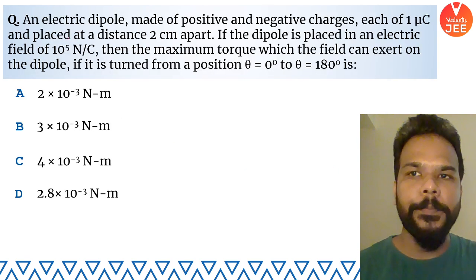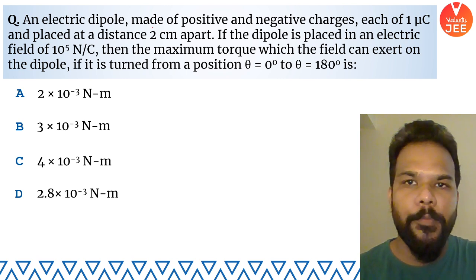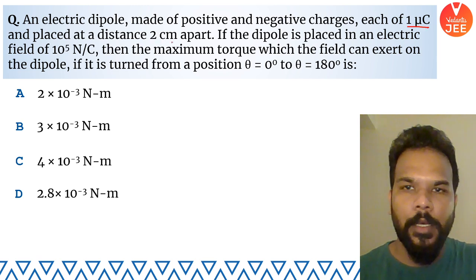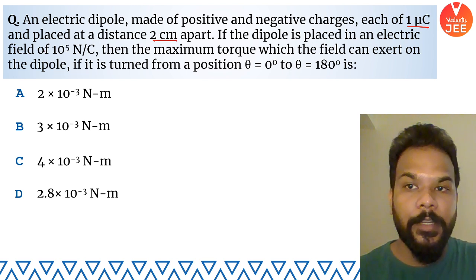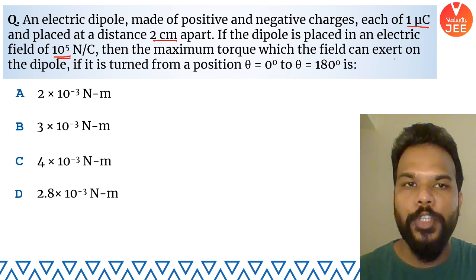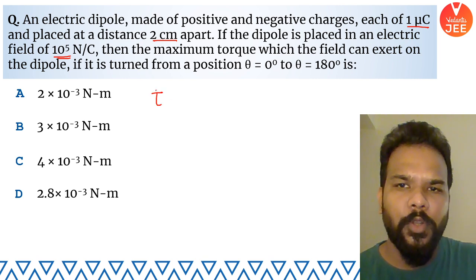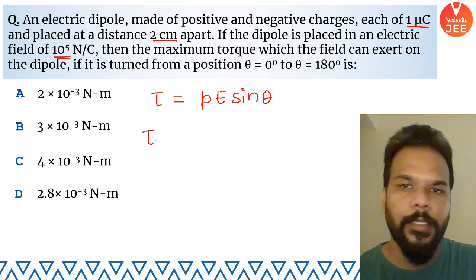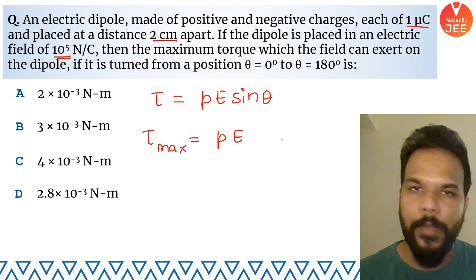Keep it up. Now this one, guys, says that an electric dipole made up of positive and negative charges, each of 1 microcoulomb, is placed 2 centimeters apart. If the dipole is placed in an electric field of 10 to the power 5 newton per coulomb, find the maximum torque which the field can exert on the dipole if it is turned from 0 degree to 180 degree. We know that torque is given, magnitude wise, as pE sine theta. Yes or no, guys? The value becomes maximum when theta is 90 degree, numerically.